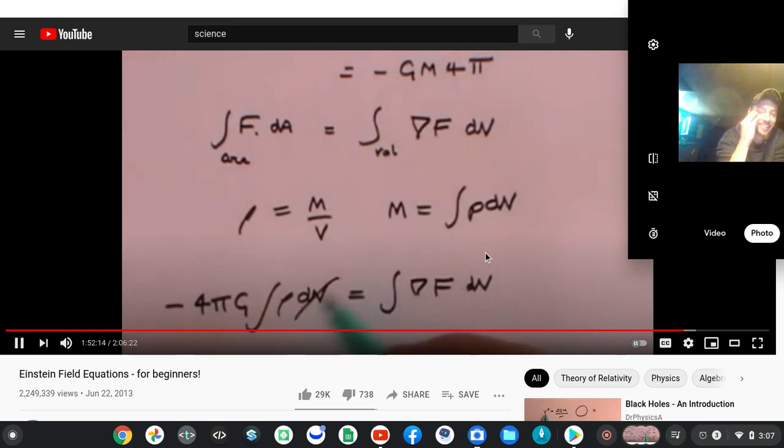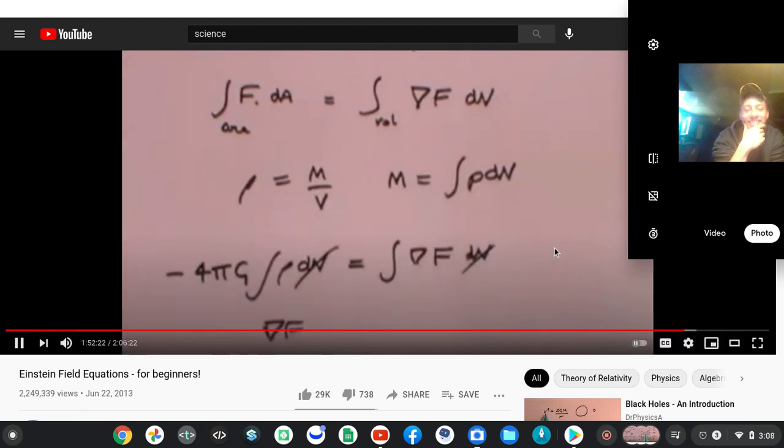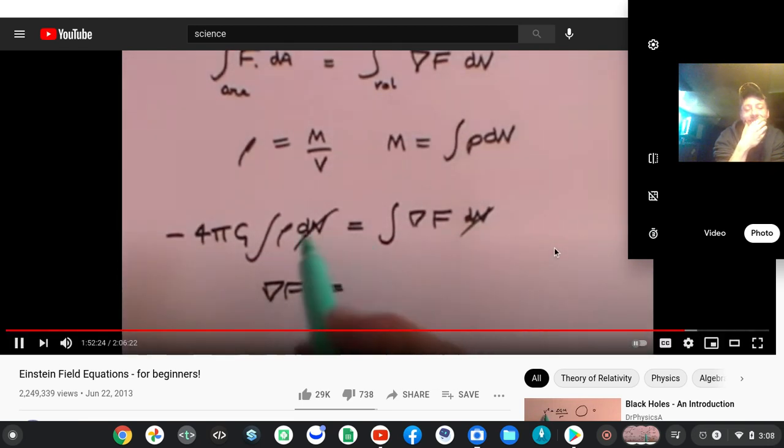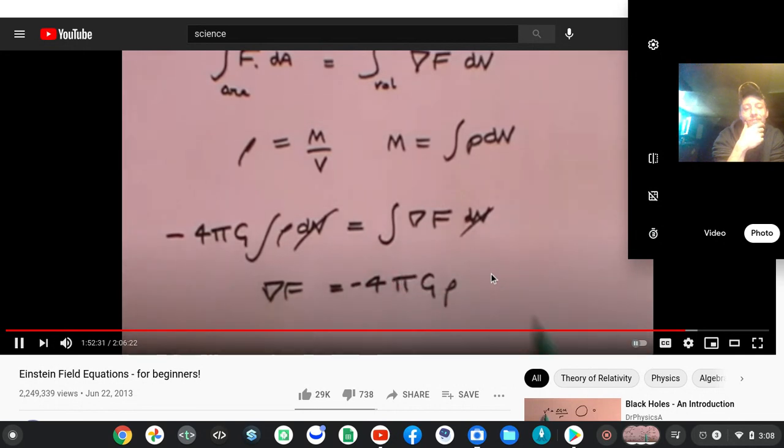Although it's not really proper to do it, you can cancel out the dV's. Essentially what you're left with is that del dot f, the divergence of f, is equal to minus 4 pi G rho.